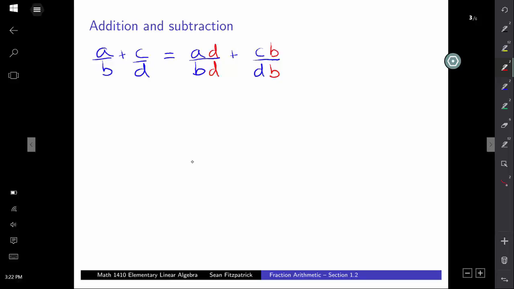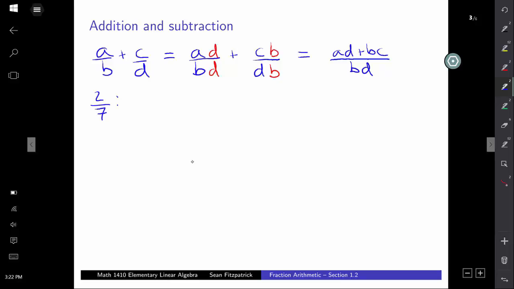And now, of course, D times B is the same thing as B times D, and I can write this as a single fraction. I can say, all right, so this is the same thing as AD plus BC, all divided by B times D. So this is the rule for addition. Now, if you've never seen an explanation for this rule, it doesn't hurt to go over it. So let's pick a couple of fractions.